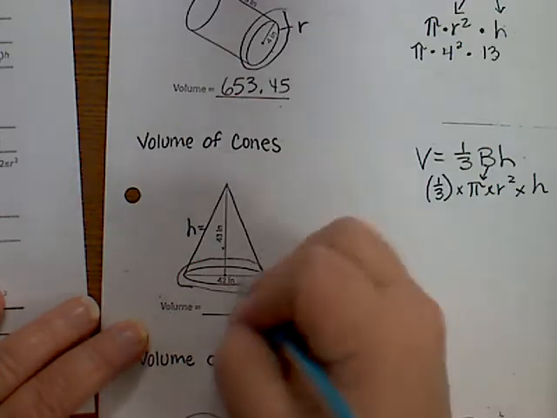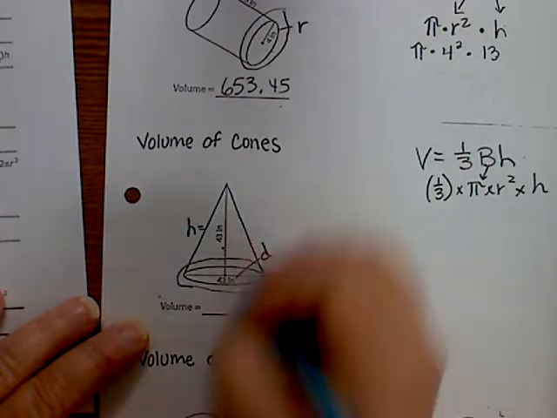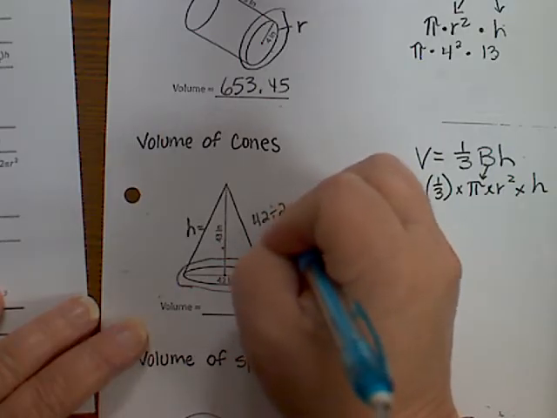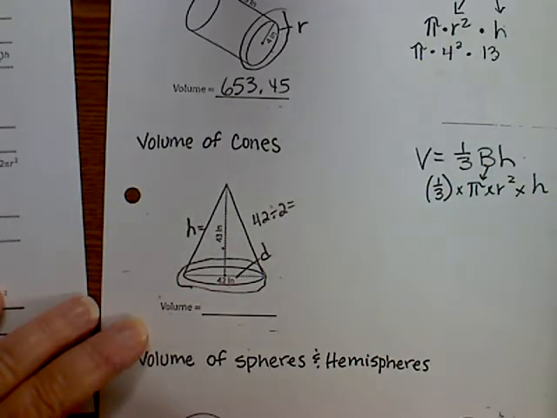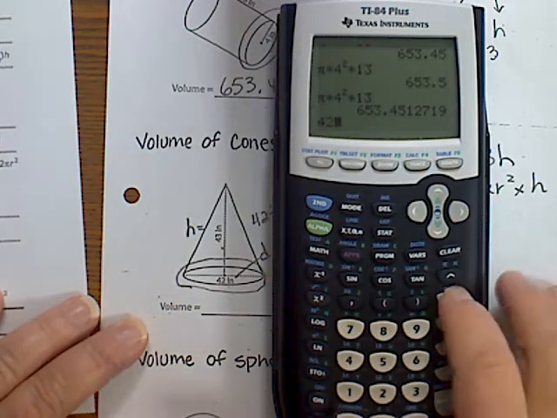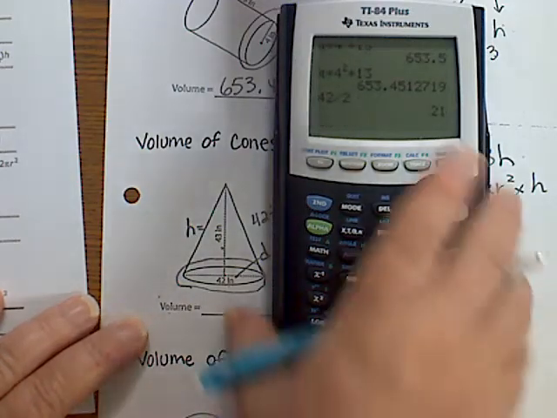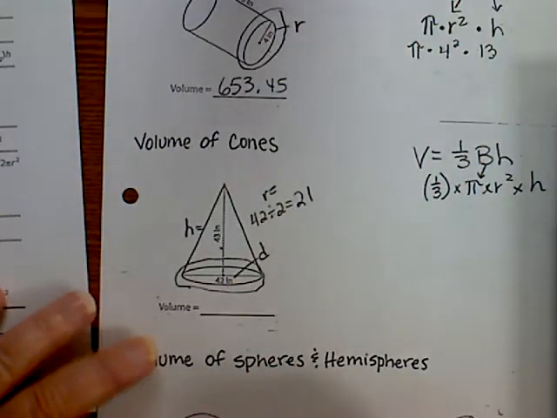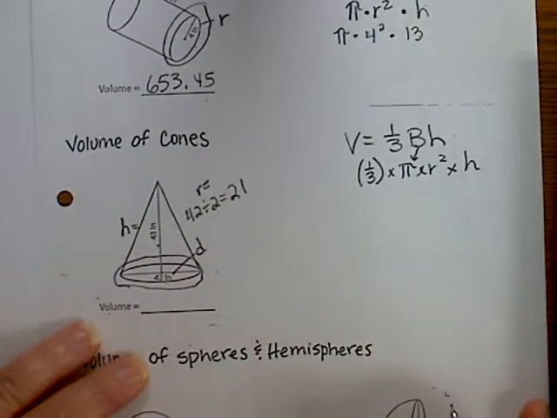That is a D. So this is a D. I need an R. So I'm going to take 42 divided by 2 to find out what my R is. And when I do 42 divided by 2, I find out that R is 21. Okay? So now I'm ready to plug everything in.